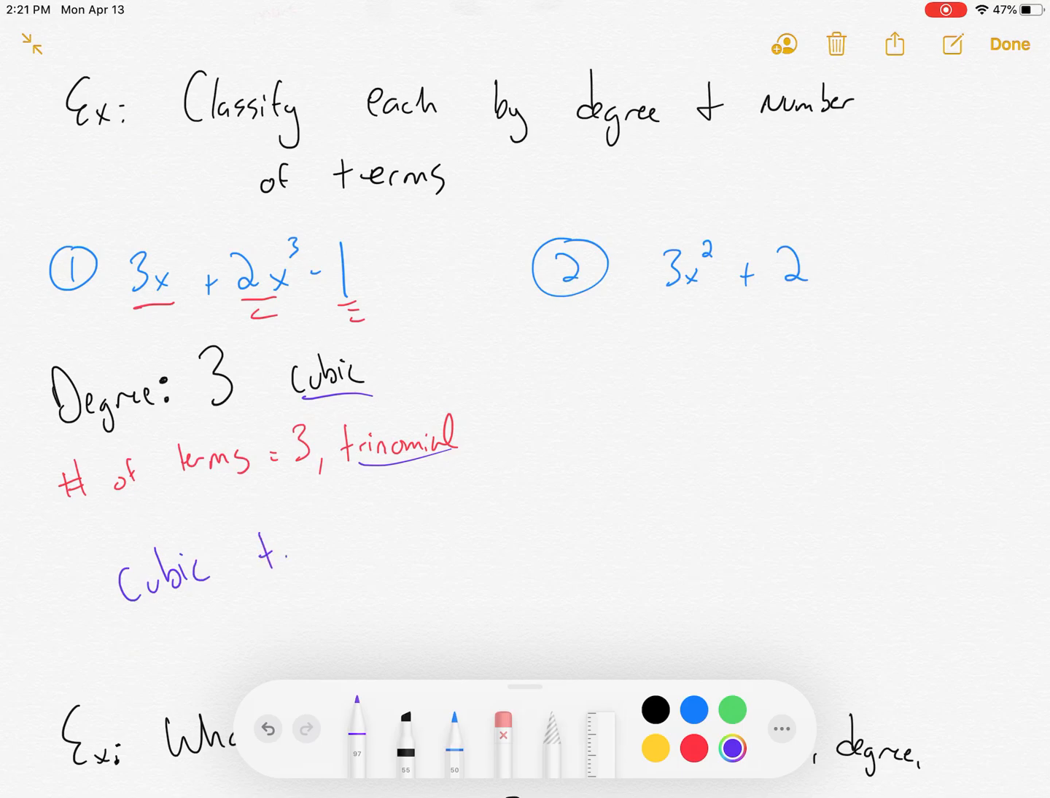So now what we need to do is just pretty much combine these two words. This is a cubic trinomial. Okay, what I want you to do now is pause the video and try number 2, and then after you're finished, press play, and then see if you got it correct.